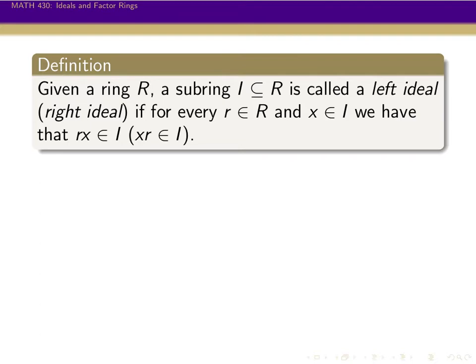So given a ring R, we're not assuming anything about R right now except that it's a ring, then we call a subring I a left ideal if for any r in R and any x in the ideal, we have that r times x is also inside the ideal. So x multiplied by anything else in R is going to land inside the ideal. We call it a left ideal if r is being multiplied to the left of x. If it happens when r is multiplied to the right of x, then we call it a right ideal.